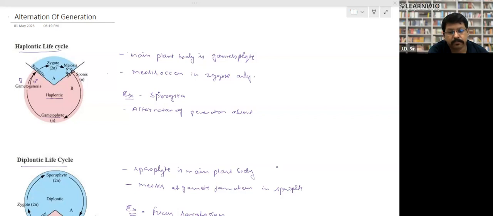Next point. Alternation of generation is absent in the plant life cycle. The example is Spirogyra, and I have already discussed with you that Spirogyra is a green algae, right?